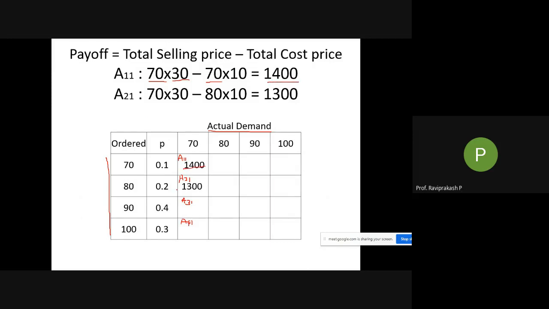Okay, so for the second, I have written A21. For A21, I am having 70. So why here it is 80 given, but why am I taking 70 here? Even if I buy 80 dozens, what is my demand here? My demand is 70 only.